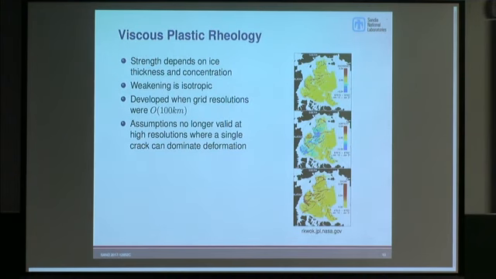So one of the drawbacks of the viscous plastic rheology is it assumes isotropic strength. So the strength only depends on thickness and concentration, as I mentioned. It was really developed when grid resolutions were on the order of 100 kilometers, and so you could make the argument that there were a lot of systems of cracks within that grid cell size so that the weakening could be considered isotropic. But as we go to higher and higher resolutions, even climate models today are reaching to try and get to 6 to 10 kilometers for the ice component.